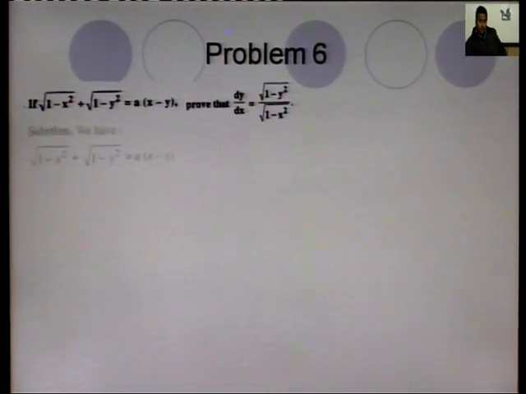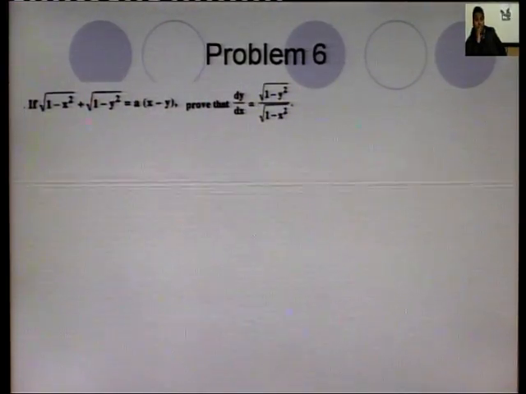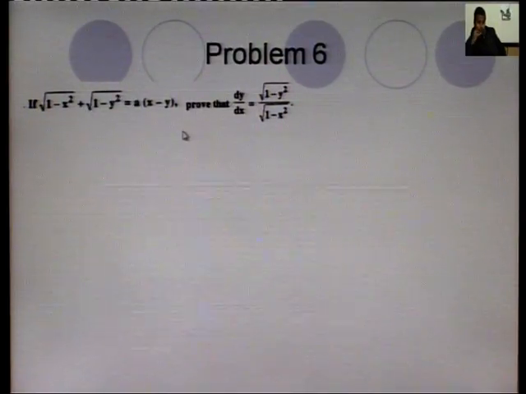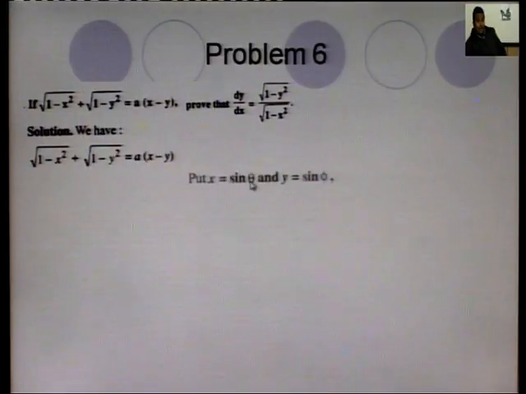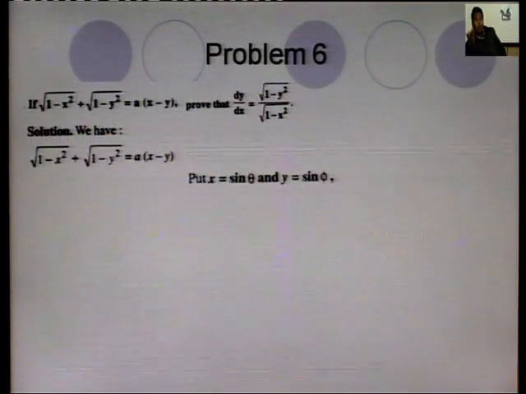Right? Now there is another question. If under root of 1 minus x square plus root of 1 minus y square is equal to a times x minus y, then prove that dy by dx is equal to under root of 1 minus y square divided by root of 1 minus x square. In this type of questions, you have to cram which type of substitution we will do. We put x equal to sin theta and y equal to sin phi. You may also write x equal to cos theta and y equal to cos phi.